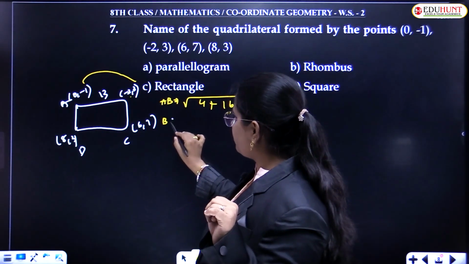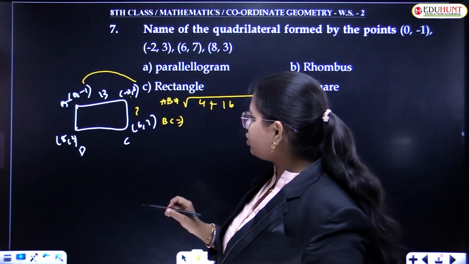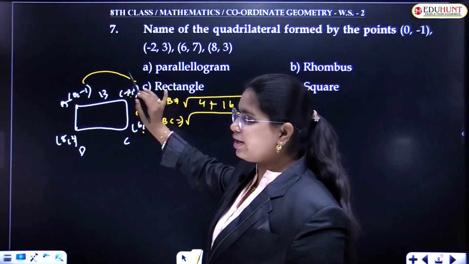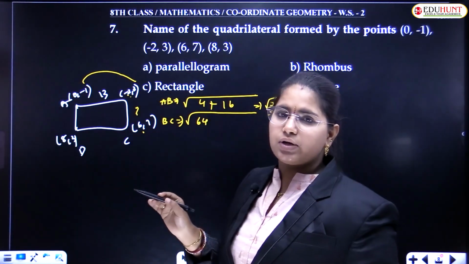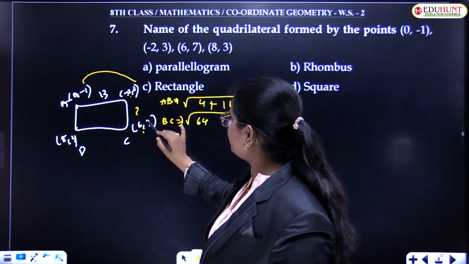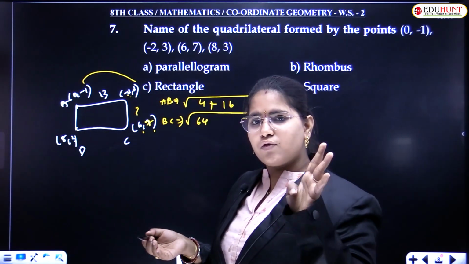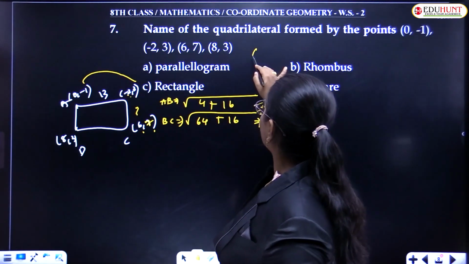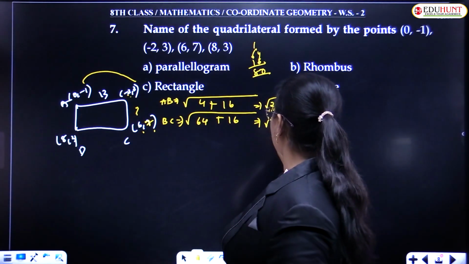Next one is BC. What is the length of BC? Tell me, length of BC. x2 minus x1 again. See, 6 minus of minus 2, which is 6 plus 2, 8. 8 square is how much? 64. Next, this is 7, right? 7 minus 3. 7 minus 3 is how much? 4. 4 square is how much? 16. Right. 64 plus 16, what is 64 plus 16? 80, correct? So which is root 80.